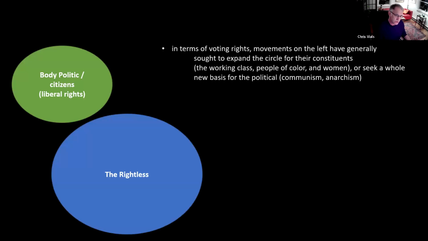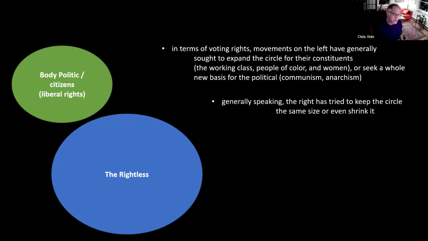But as a general rule, and I'm sorry I'm going into very broad generalities here, in terms of voting rights, movements on the left have generally sought to expand the circle for their constituents, whether it's the working class, people of color, or women, or they seek a new basis for the political outside of liberalism altogether, whether it's communism or anarchism, etc. The right, generally speaking, has tried to keep the circle of the body politic the same size or even shrink it, right?